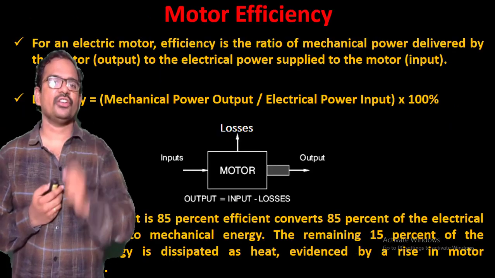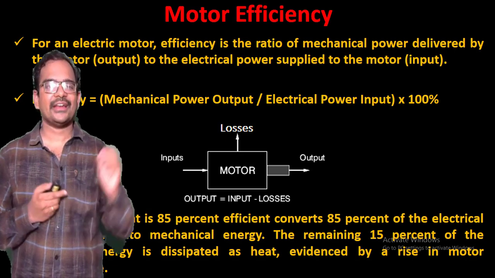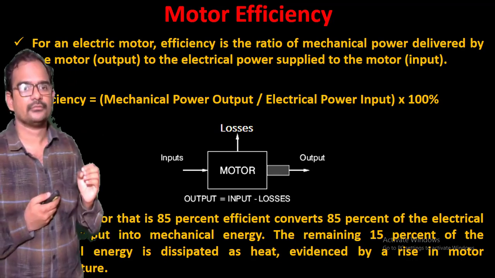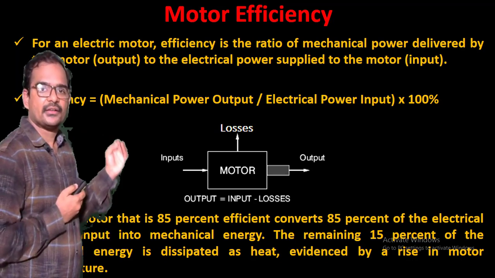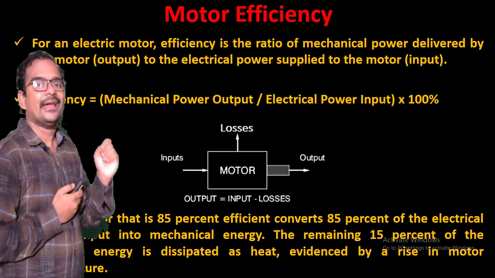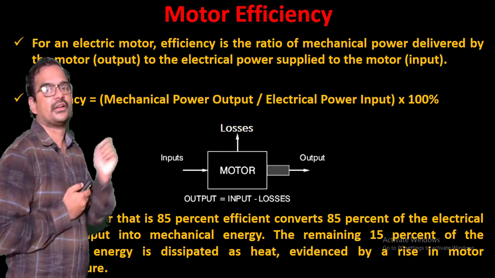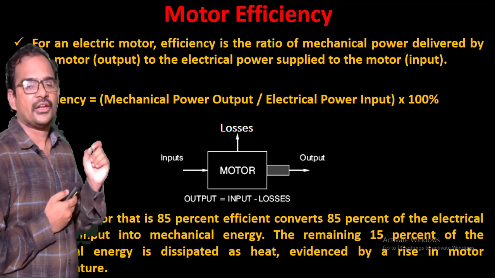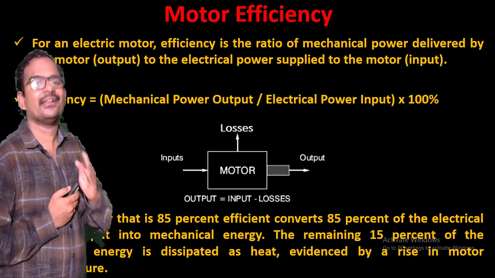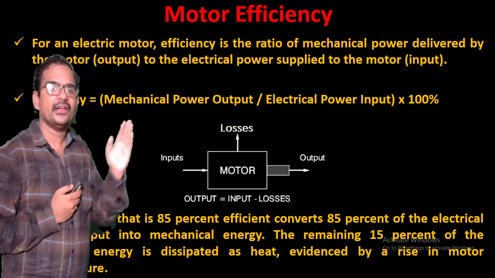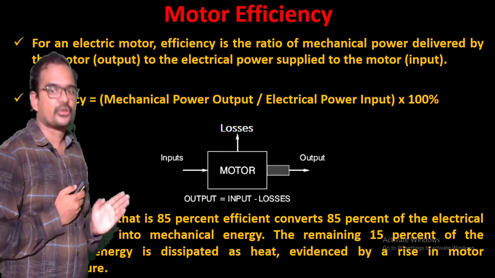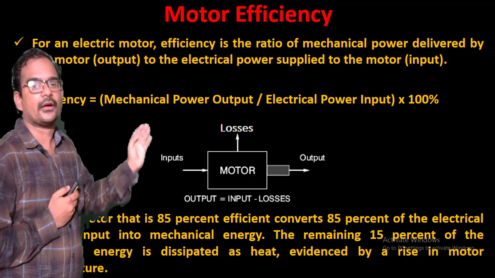Now let's see what motor efficiency is. For an electric motor, efficiency is the ratio of the mechanical power delivered by the motor, that is the output, to the electrical power supplied to the motor, that is the input. We all know that the input to the motor is electrical energy, whereas the output of the motor is mechanical energy. What is efficiency? Output by input. Mechanical power output by electrical power input is nothing but the efficiency of an electric motor.